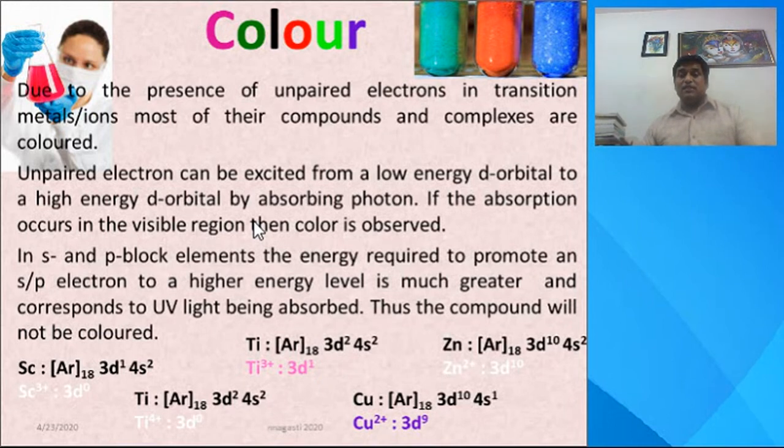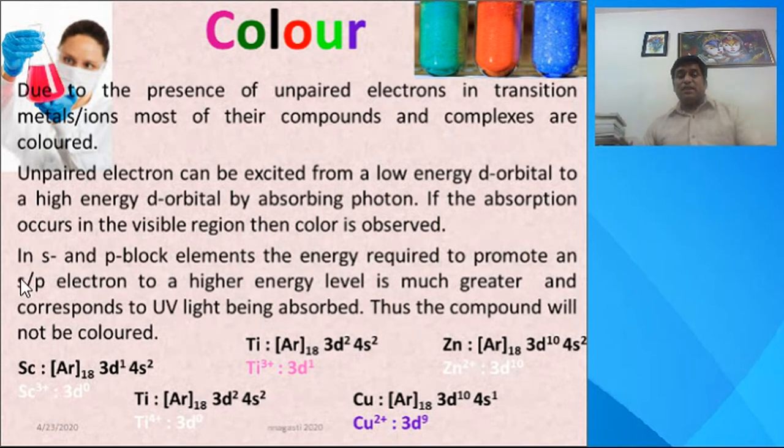there is a possibility that electronic transition, or excitation of these electrons, is possible from one low energy d orbital to a higher energy d orbital. And when electronic transition is possible from a low energy d orbital to a high energy d orbital, a certain amount of energy will be absorbed by the electron. And if that absorbed energy falls under the visible region, then we see a color. So that's the fundamental behind color. We'll understand it in the next slide in detail.